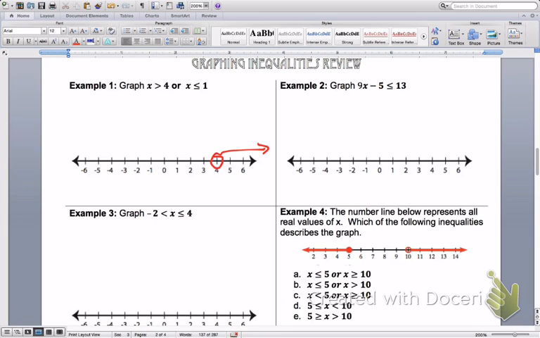At 1, we're going to go ahead and put our circle. It's going to be a closed circle because of the equals. It's including 1 as an answer. And we're going to go to the left because it's less than. So in this one, this is a combination of the two arrows. So my final answer is just anything that's part of the actual graph. So all of this would be my answer. Everything to the left and everything to the right would be my final answer.